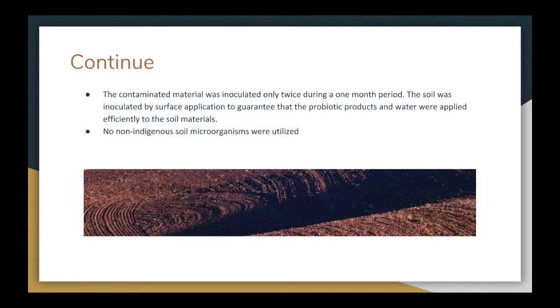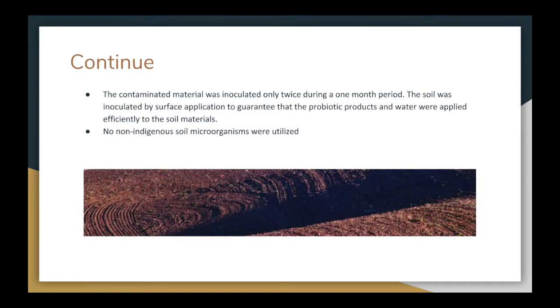The soil was inoculated by surface application to guarantee that the probiotic products and water were applied efficiently to the soil materials. The nutrients and other probiotic complexes were pre-mixed in a 500-gallon tank and were then applied under high pressure into and onto the soil. The indigenous organisms were utilized because of the established microbial populations that had developed over the 5-year period of time that the tank bottom material had been stored on site.